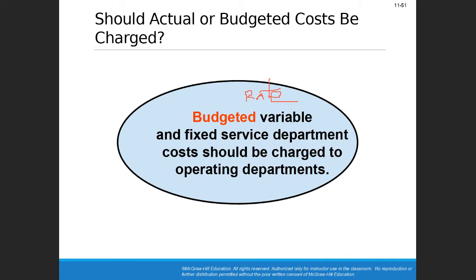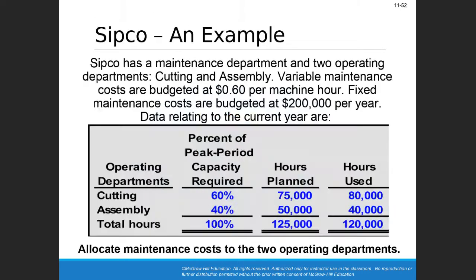And my fixed service department costs are charged to the departments. So I use my budgeted variable rate and just my fixed costs, based on whatever. So let's look at an example. I think it's easier to talk about examples.